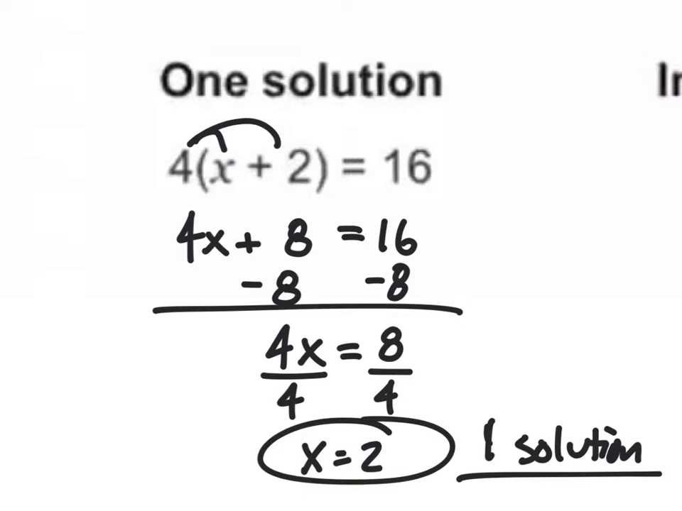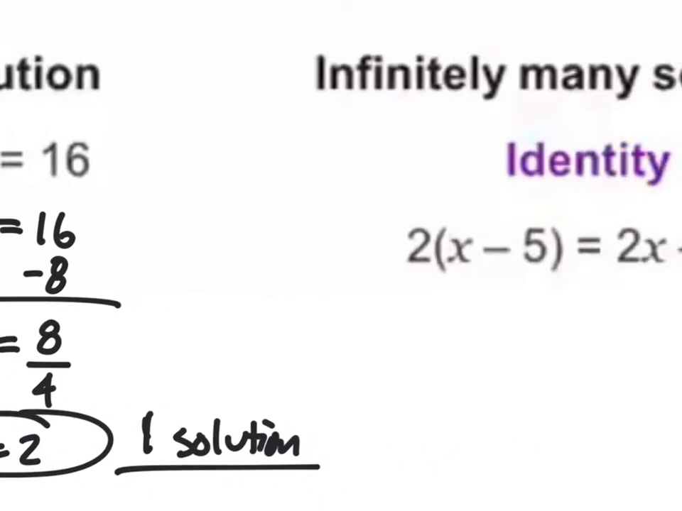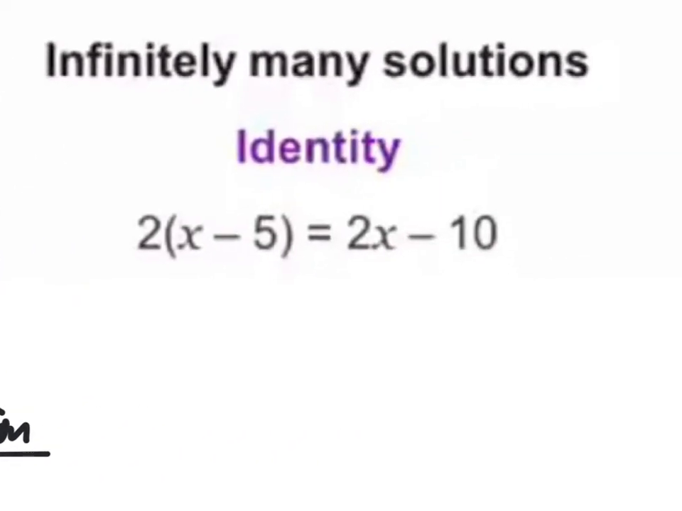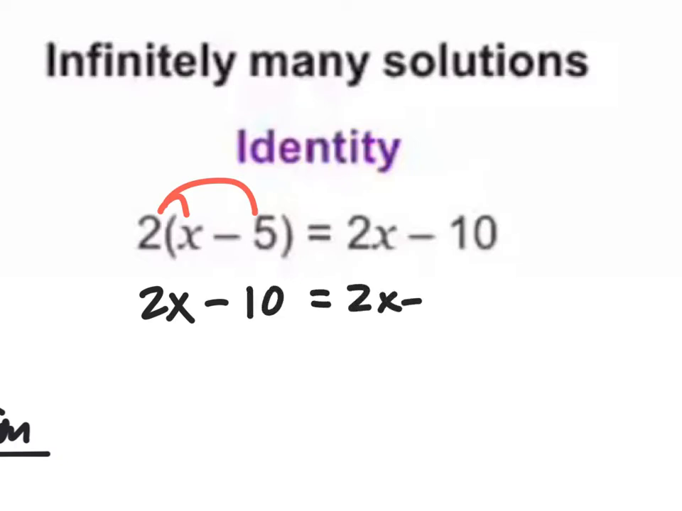This is typically what's going to happen, but sometimes you might get something weird like this, where you get infinitely many solutions. What I would do here is just solve this like I normally would and do 2 times x and 2 times negative 5. If I distribute that 2, then we get 2x minus 2 times negative 5, which is 10, so minus 10.